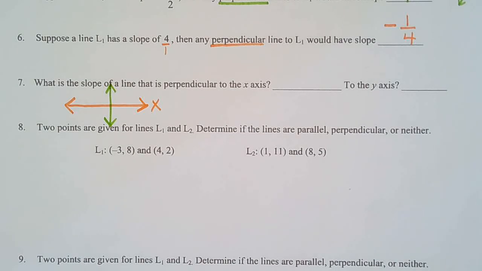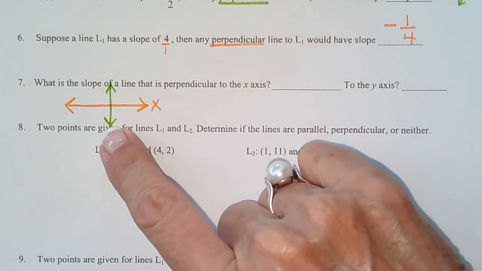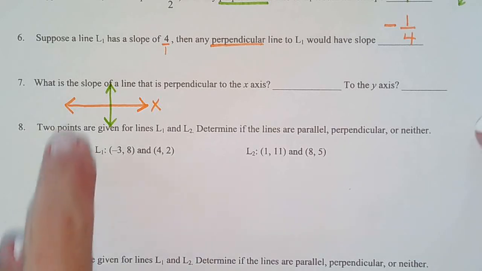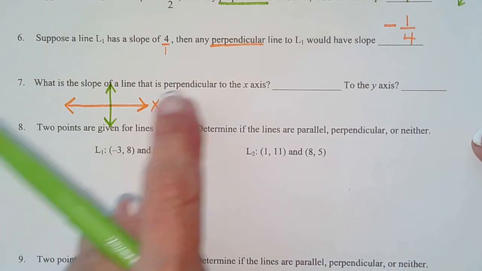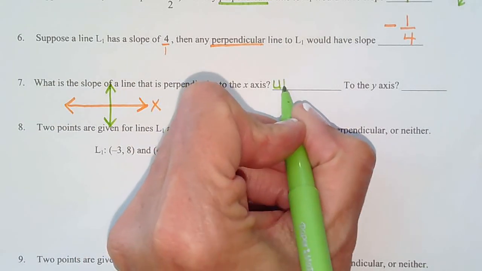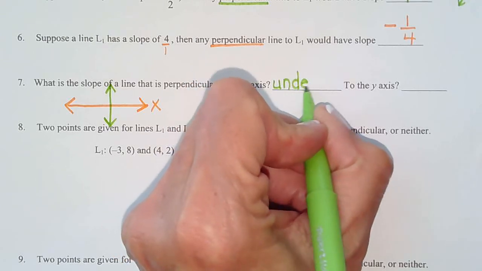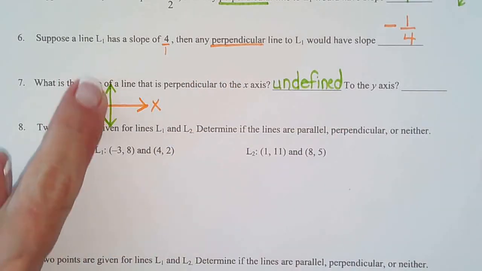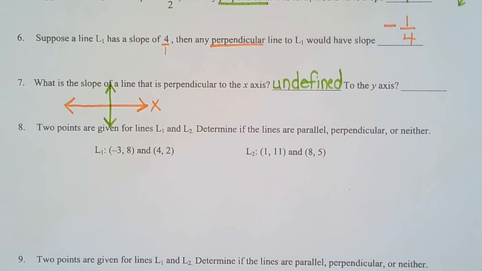So what is the slope of a vertical line? Did everybody write undefined? Because this one has 0 slope, so the line perpendicular is going to have undefined slope. Because there's no skiing on vertical lines.